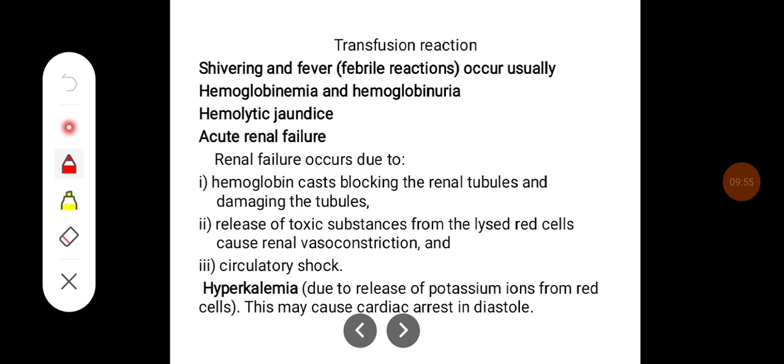When a transfusion reaction occurs, that is, if incompatible blood is transfused, there can be an antigen-antibody reaction. It will lead to hemolysis, anemia, and jaundice. Initially there can be shivering and fever, that is febrile reactions, which are very commonly seen because of the liberation of toxic substances from the hemolysis. There can be hemoglobinuria, as the released hemoglobin can be lost through the kidneys. It can lead to hemoglobinemia.